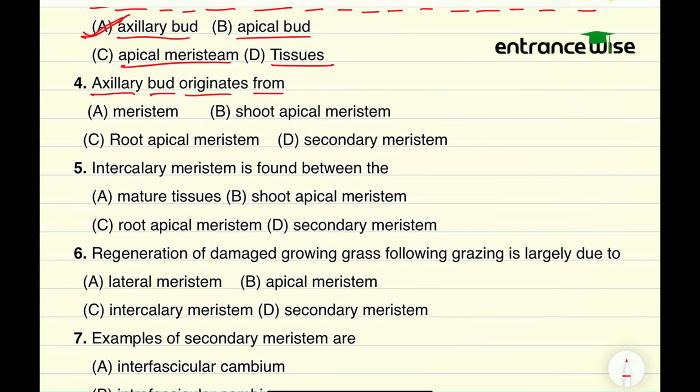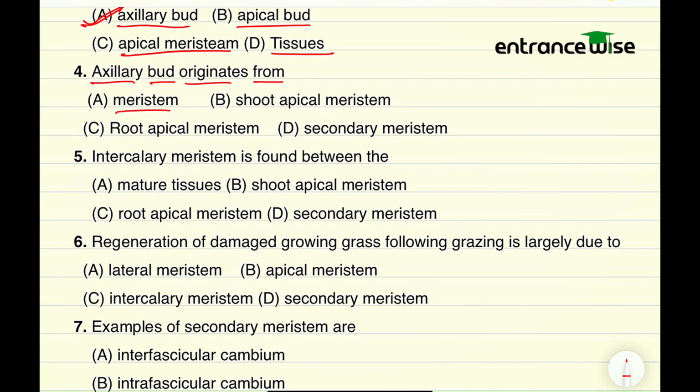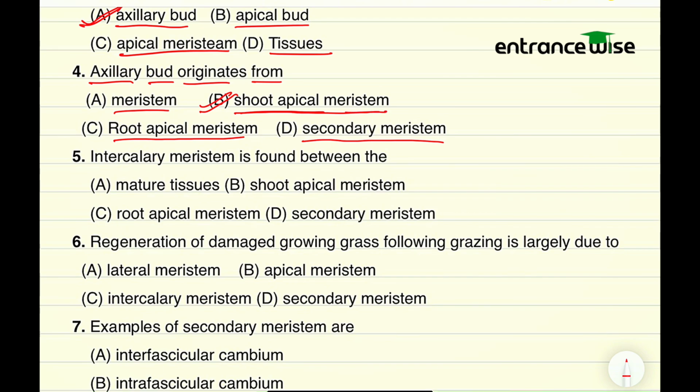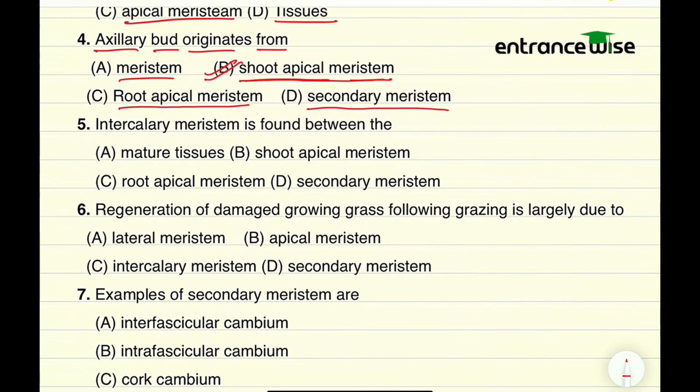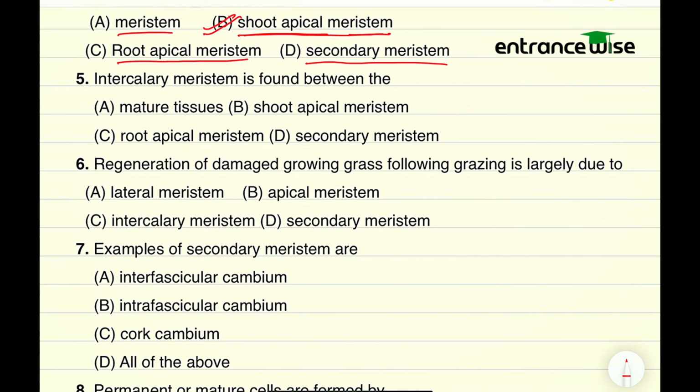Question number 4. Auxiliary bud originates from meristem, shoot apical meristem, root apical meristem, secondary meristem. Okay, if you guys have answered option number B, it will be shoot apical meristem.